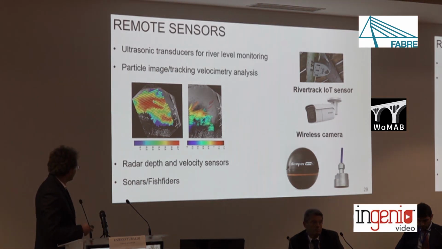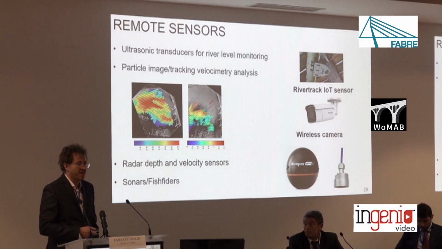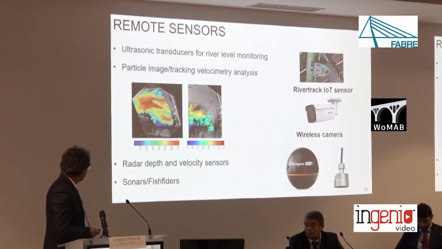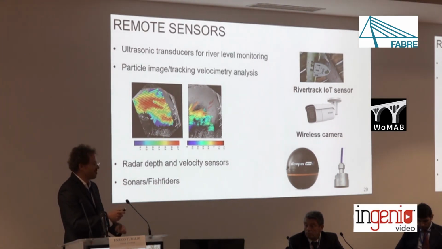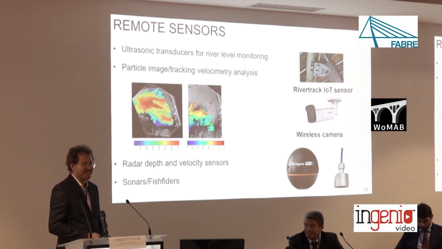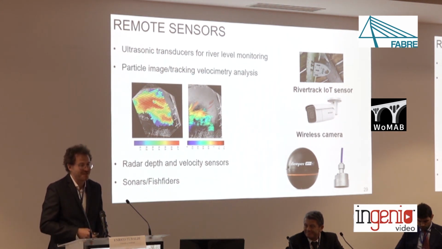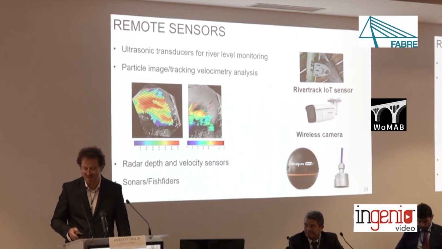We are also going to test and trial, in a new project, alternative radar sensors for flow depth and velocity measurement. And also we've been using sonars and fish finders, those tools used by fishermen for detecting the presence of fish in lakes. They're very cheap, costing 200 pounds, but they're very effective in scanning bathymetry and also can be used as scour monitoring devices.